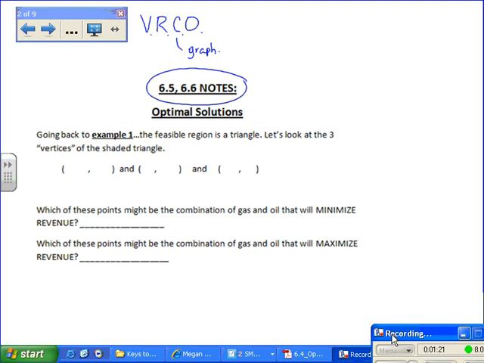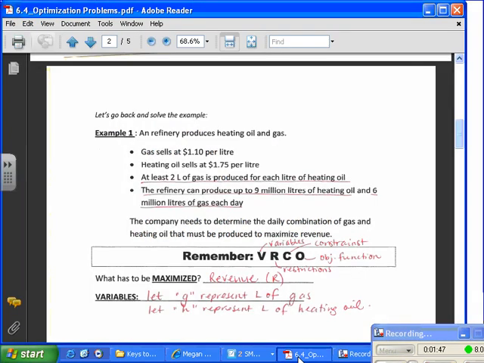I'm going to take us back for a moment to our notes in 6.4. In our 6.4 notes, we did an example, and you don't have to open it. I'm going to open it up for you right now. We did example 1, which was an optimization problem, and we set our variables, restrictions, constraints, and objective function. Here was our problem for example 1 in 6.4.